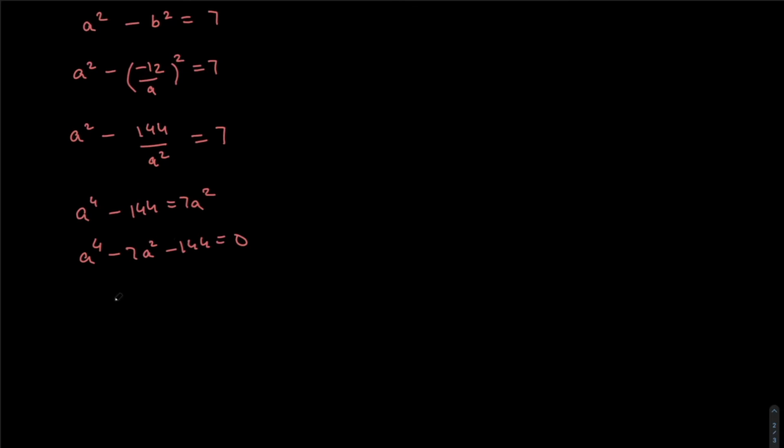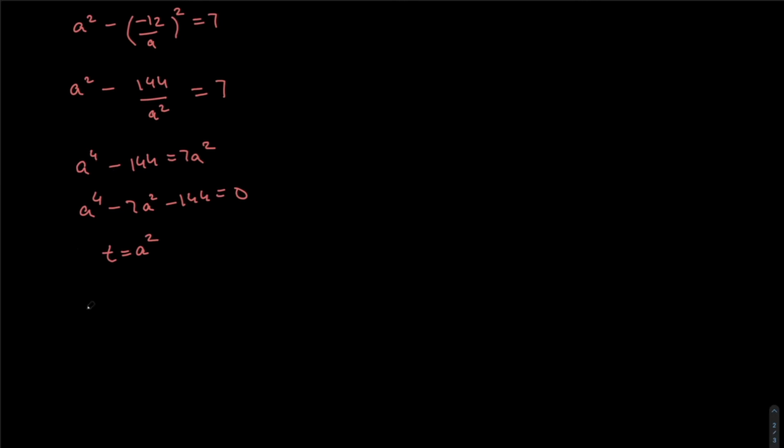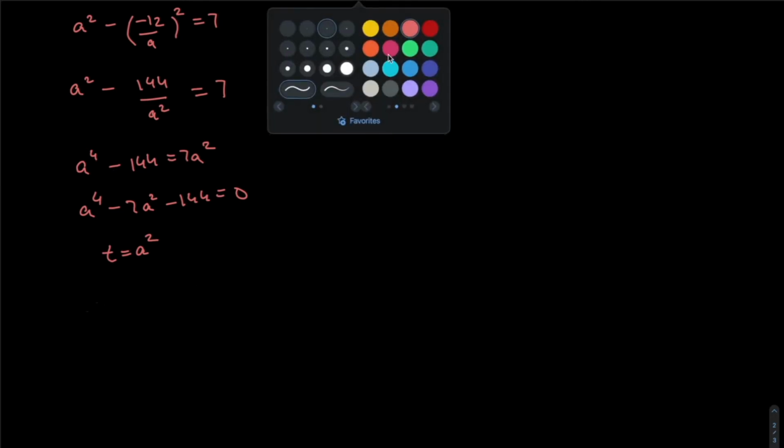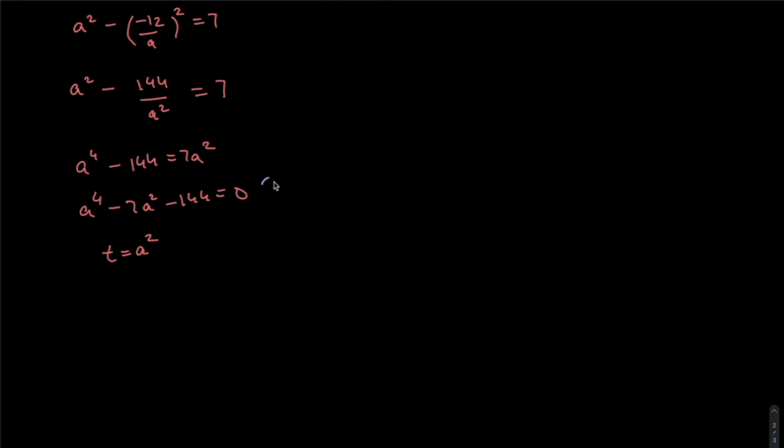So the substitution that I'm going to make here is I'm going to write t is equal to a squared. So wherever I see a squared, I'm going to put t. If I do that, what do I have? I'll change the color again. Let's take purple. With this information, I'm going to have t squared here, because it's a squared squared. So I'm going to have t squared minus 7t minus 144 is equal to 0.